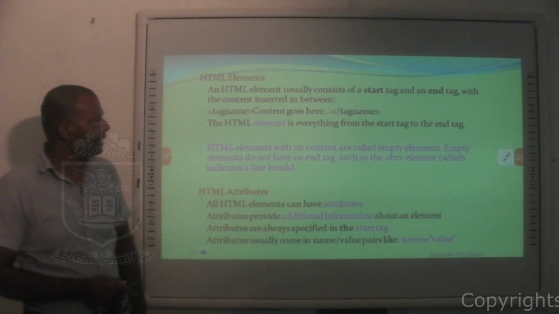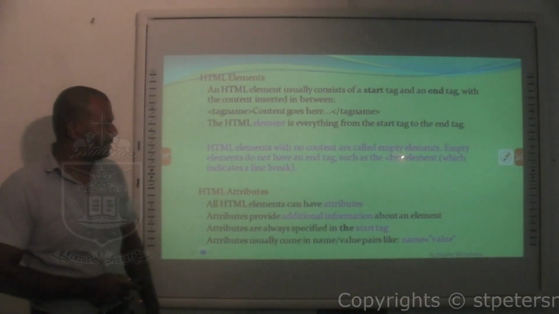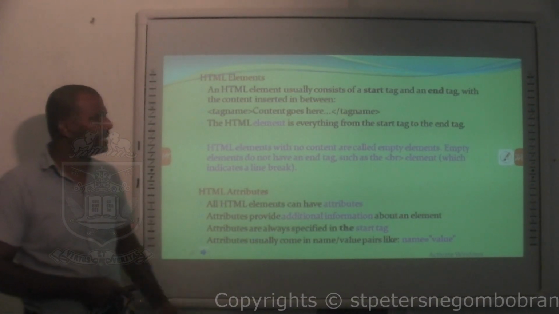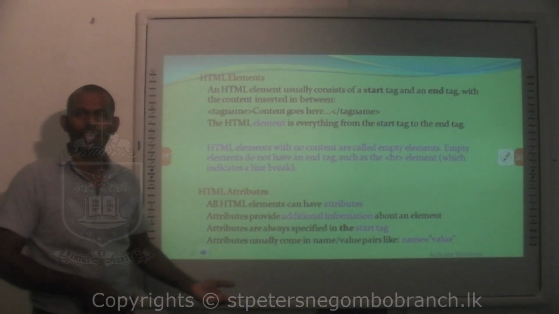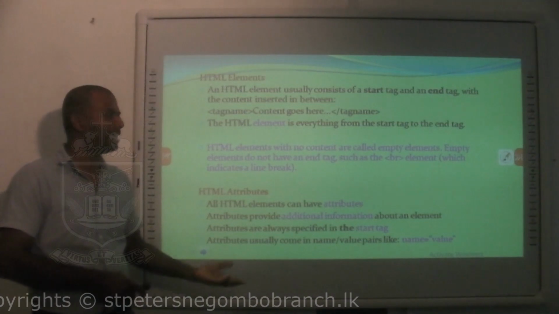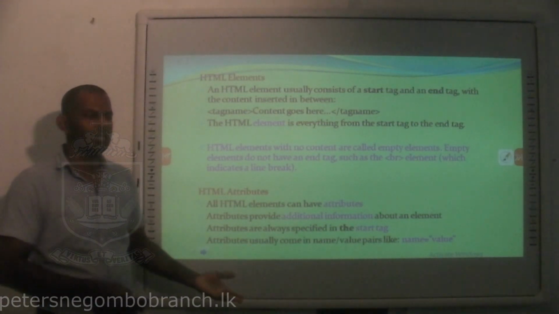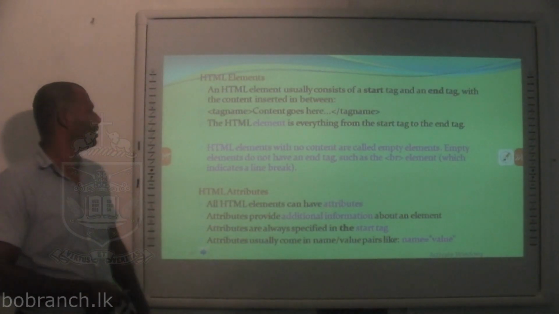As an example, we can take the BR tag. It is an empty tag. It does not contain any elements or any text. It does not have an end tag.